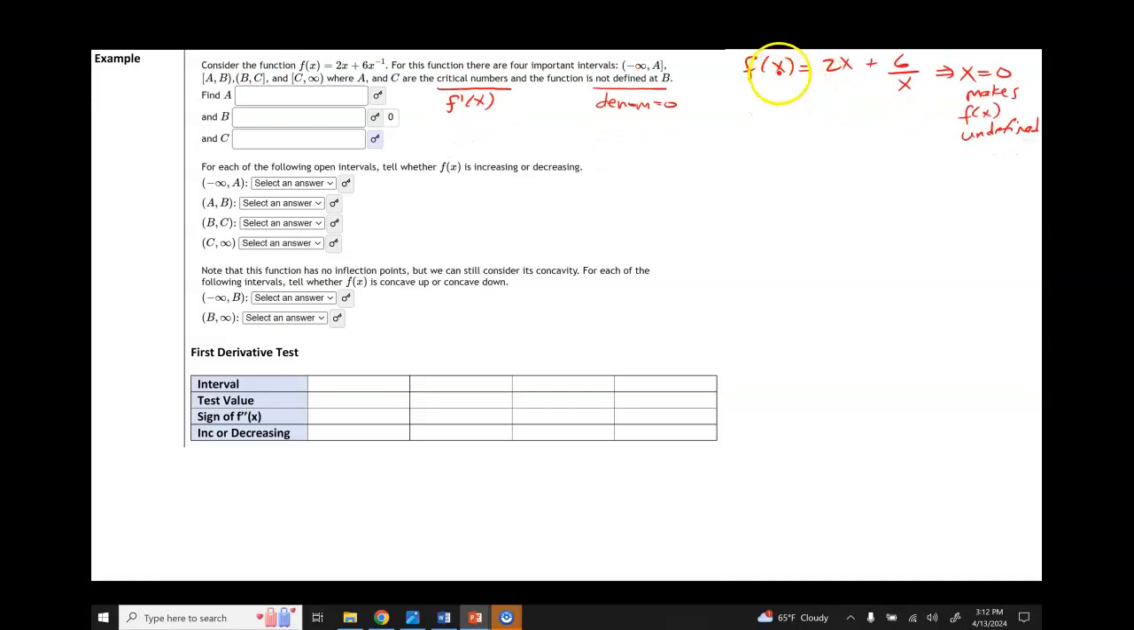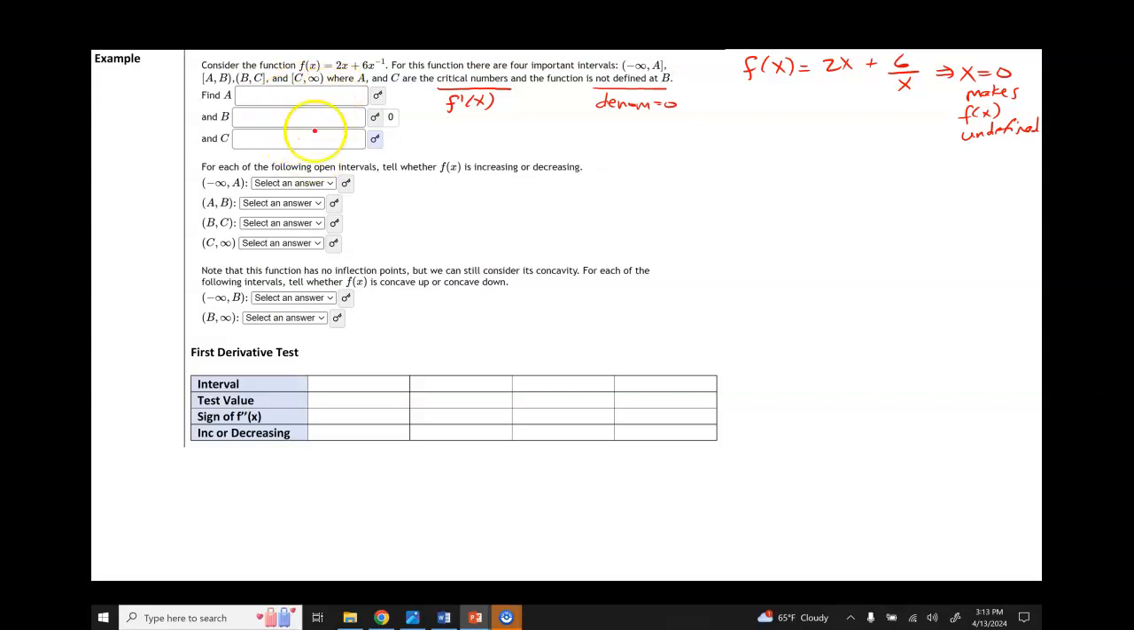So f of x is going to be 2x plus 6x to the negative first, which is the same as 6 over x. So first off, we want to know where is it undefined? Well, it's undefined whenever the denominator is equal to 0. So x equals 0 makes f of x undefined. So the b value is where the function is not defined, so the b value is going to be 0. Okay, now we got to find a and c.